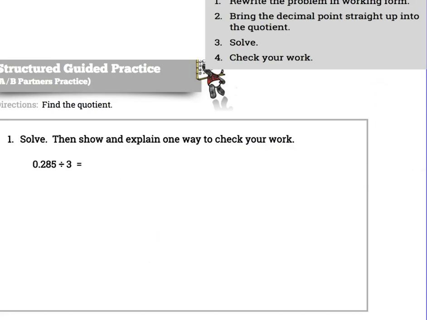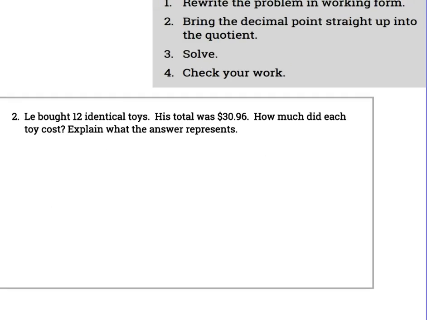So now on to the next structured guided practice, and we have another word problem. Lee bought 12 identical toys. His total was $30.96. How much did each toy cost? Each toy. I want to know the cost of one. This is the cost for 12. So when I see each toy and I want to know the cost, that tells me I'm dividing.